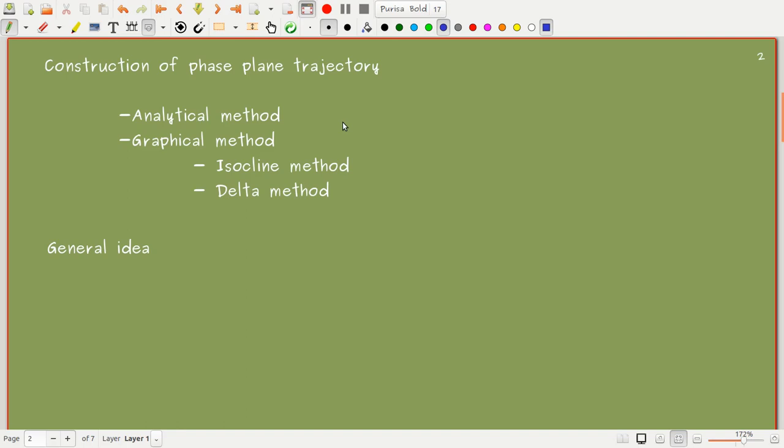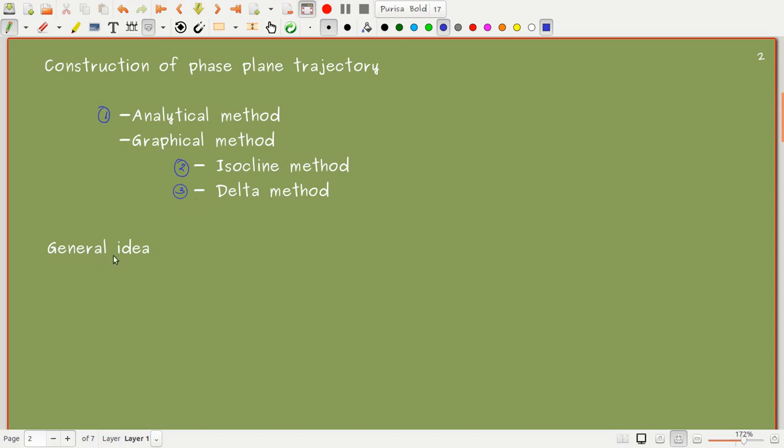There are two ways of plotting the trajectory of a system. One is the analytical method of plotting, and the other one is a graphical method. In the graphical method, we have to learn two more things: one is the isocline method, and the other one is the delta method. We will see these in three different lectures, in the coming lectures.